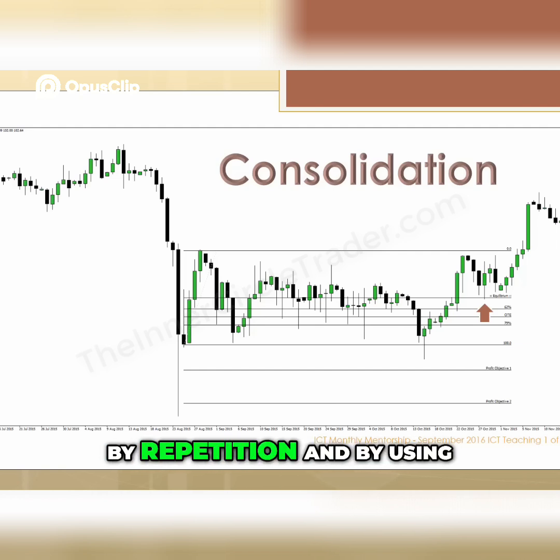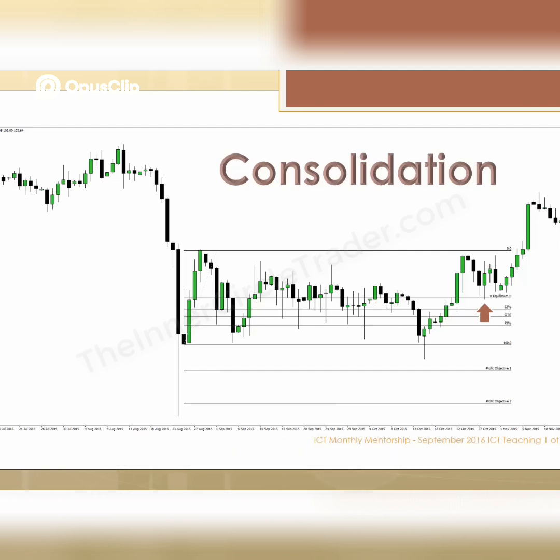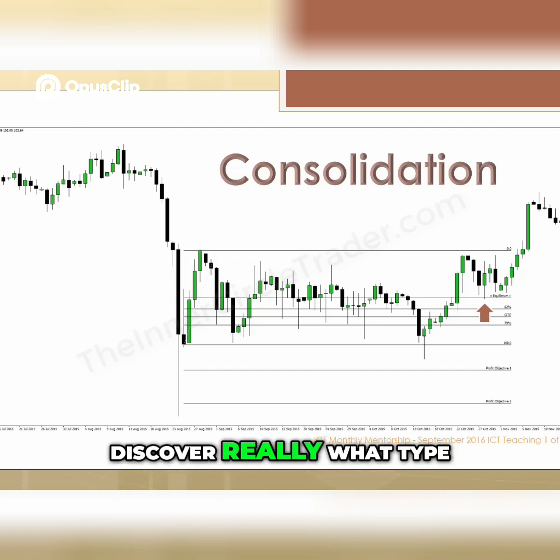By repetition and by using the daily time with me, where we can outline the elements of a trade setup, we'll be able to do all these things in a manner where you'll be able to retain it, make it yours. You'll be able to discover really what type of trader you're going to be, because one of these characteristics is going to be your bread and butter condition.